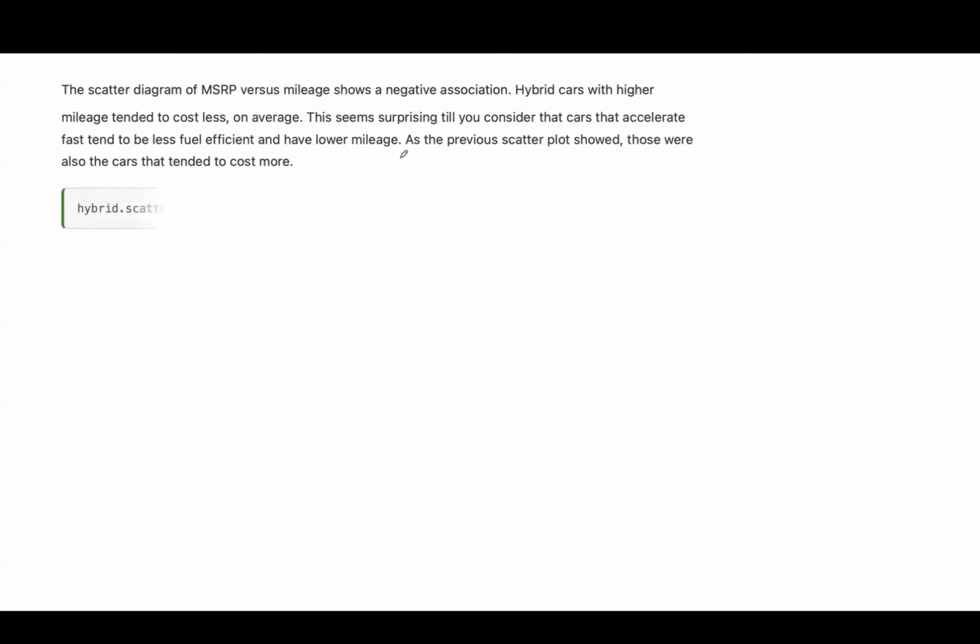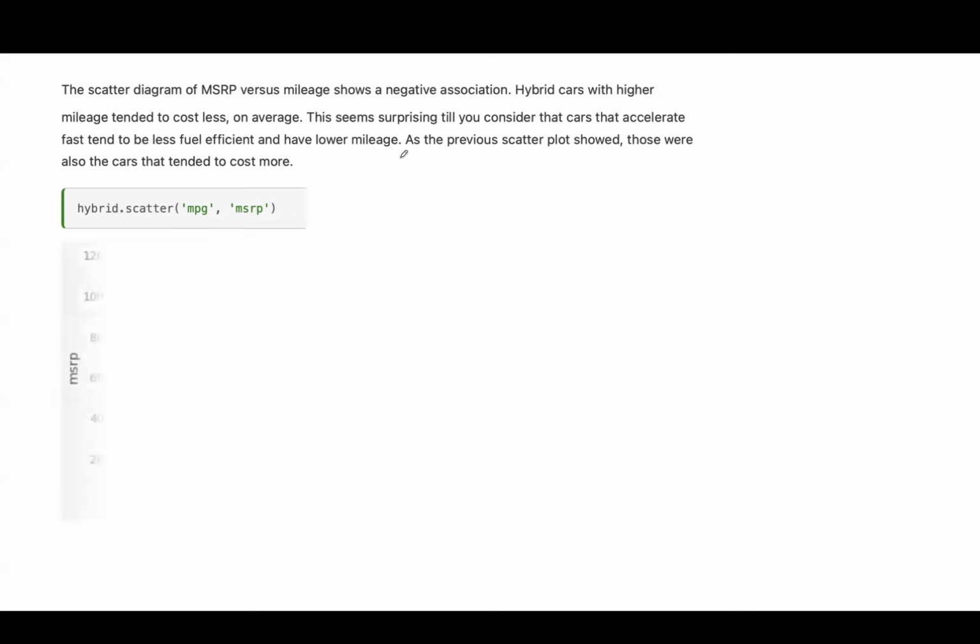The scatter diagram of MSRP versus mileage shows a negative association. Hybrid cars with higher mileage tend to cost less on average. This seems surprising till you consider that the cars that accelerate fast tend to be less fuel efficient and have lower mileage. As the previous scatter plot showed, these were also the cars that tended to cost more.